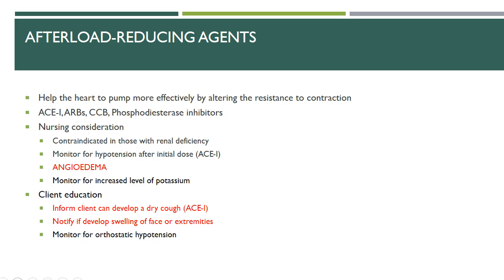Monitor for hypotension after initial dose, especially with your ACE inhibitors. Angioedema is a very important adverse risk factor for ACE inhibitors and ARBs. And monitor for increased level of potassium with your ACE inhibitors and ARBs. Client education, you want to inform the client that you can develop a dry cough and that they should notify the provider if this were to happen. And they need to notify the provider of swelling in their face or extremities. They need to know what angioedema is, and they need to be able to seek emergent treatment.